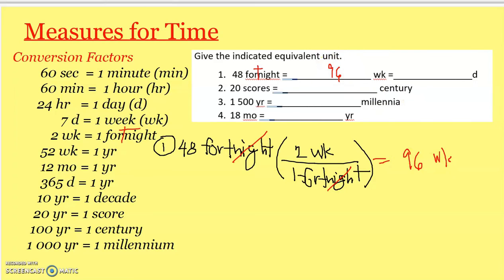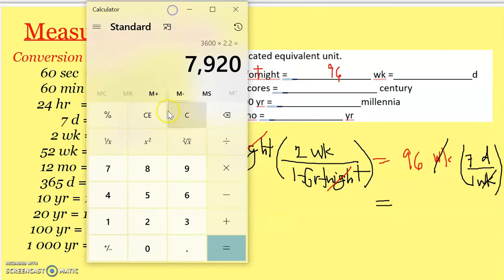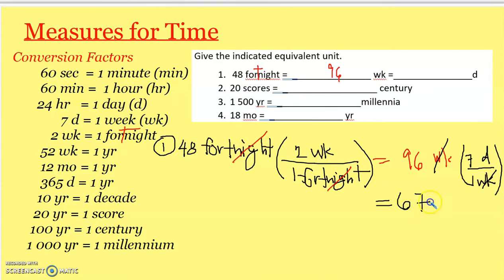Then 96 weeks to days. We can go directly, continuing from that. The week should cancel out, so 1 week below, 7 days in a week. We cancel out the unit of measure weeks, and then 96 multiplied by 7. Our best friend the calculator again: 96 multiplied by 7 is 672. So we have 672 days. We write that in the next block, 672. And there you have it. Now, in number 2, we have to convert 20 scores into century.